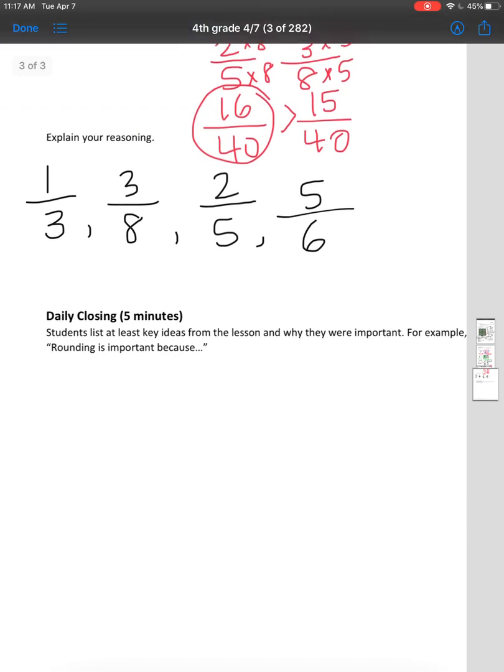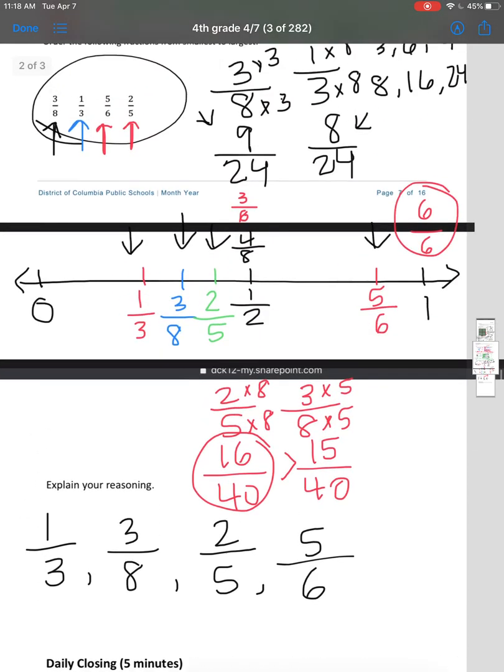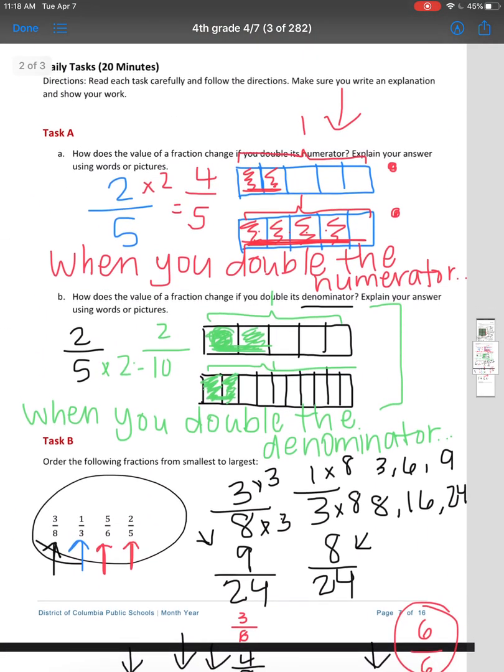Okay. Going down to our daily closing, students list at least, they make some typos here. So at least 2, I'll say 2. Students list at least 2 key ideas from the lesson and why they were important. For example, rounding is important because, all right? So I'm going to go ahead and give you some prompts based on what we did.